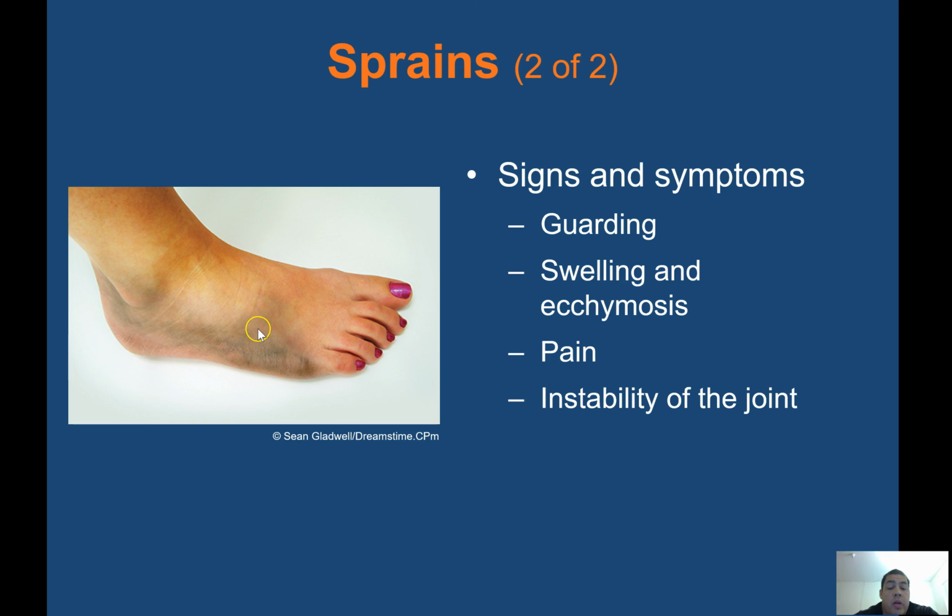So I've got some swelling here and some ecchymosis. Possible fracture. Depends on if you feel crepitus or breaking of the bone, cracking of the bone when you press down on that. Might just be a sprain. Might be a dislocation.